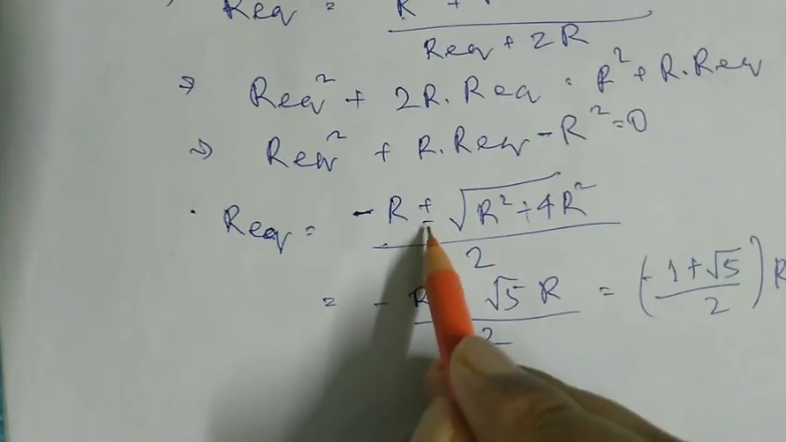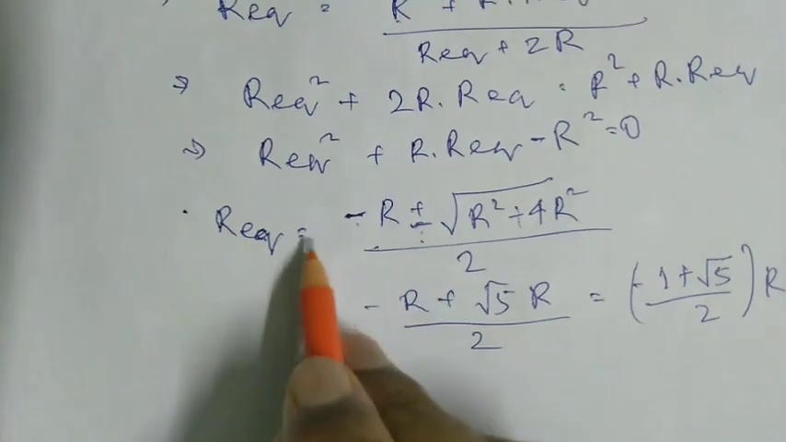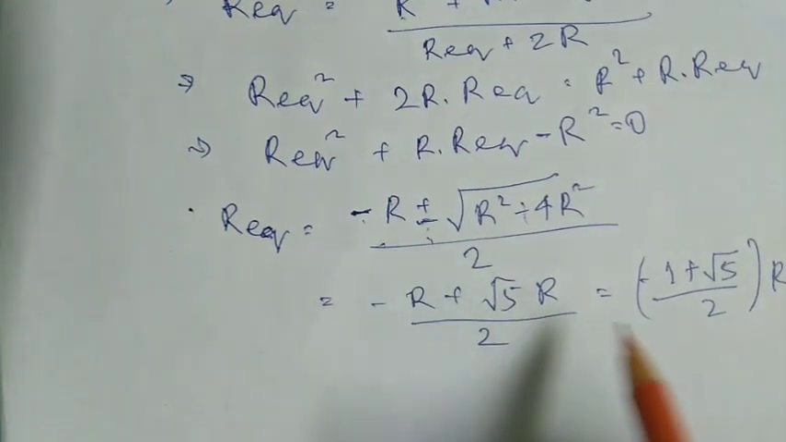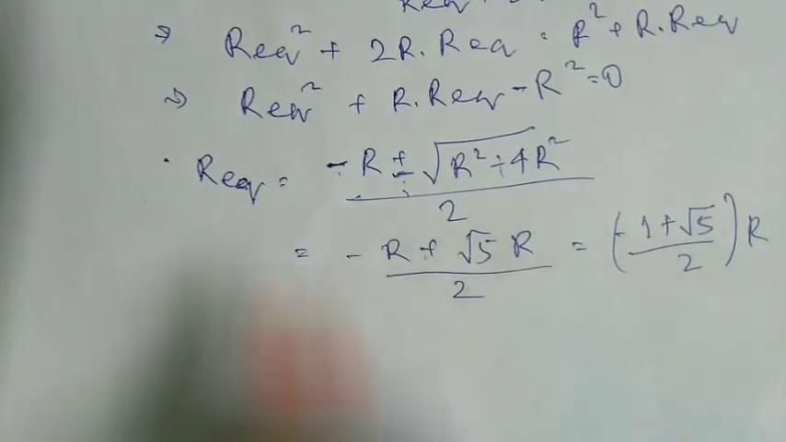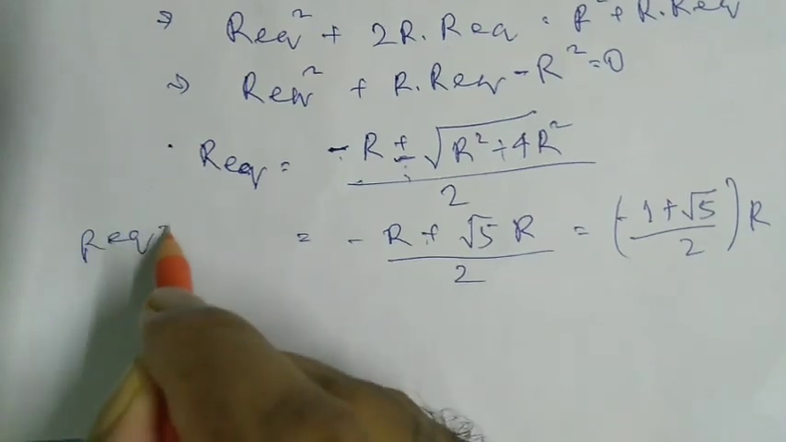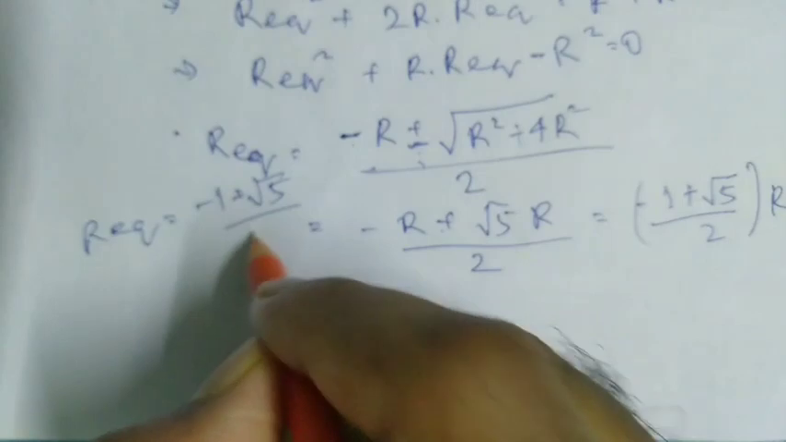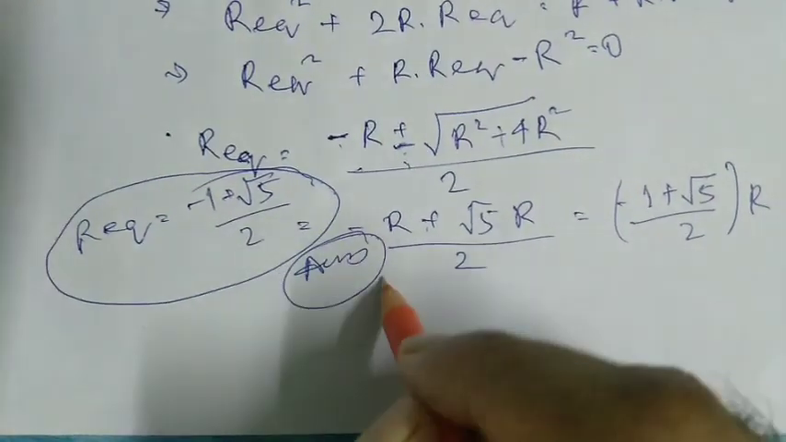Okay, why have I not taken this minus sign? Because if I take this minus sign, then R equivalent will turn out to be negative, but resistance can't be negative. So I have taken only the positive value. So Req is equal to minus 1 plus root over 5 divided by 2, times R. This is the answer. Okay. Thank you very much.